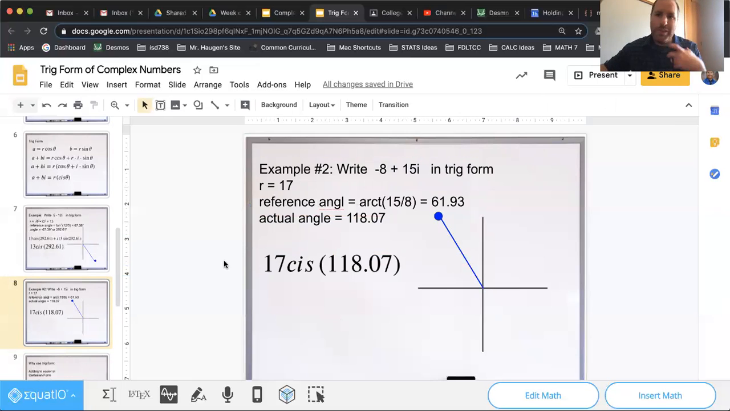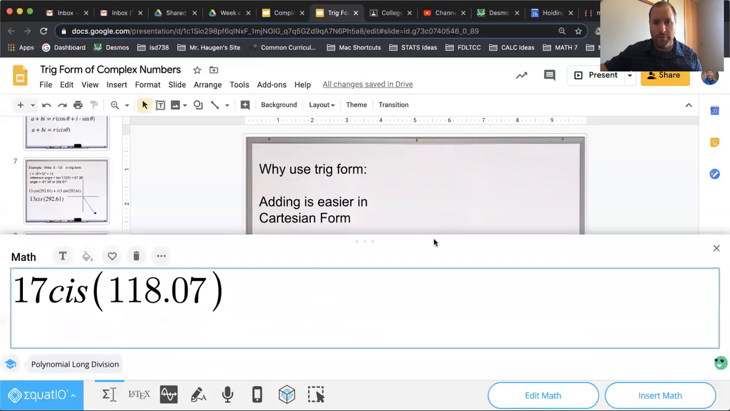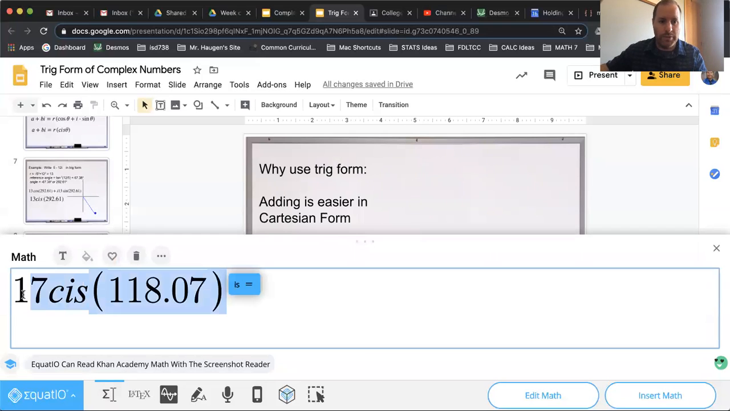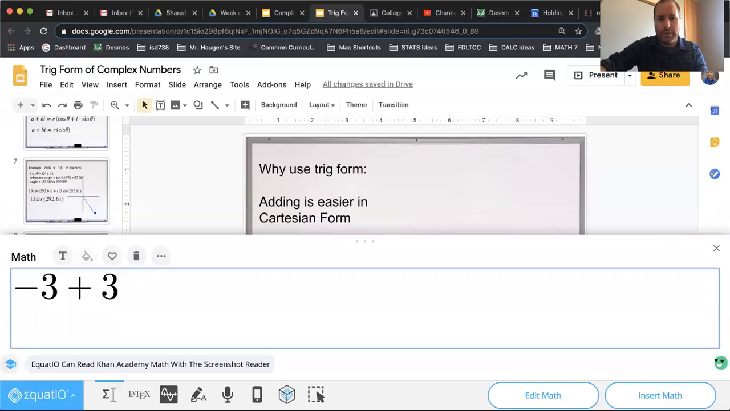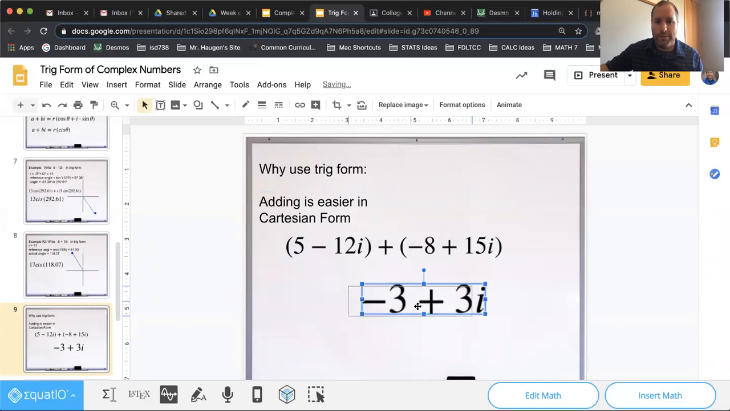And now, why would we use trig form to do this stuff? That I'll share out here. So why we would use trig form, okay, is because some things are easier in Cartesian form. That's in this a plus bi. Some things are easier in trig form. So adding is way easier to do in Cartesian form. This is super easy to do in Cartesian form. We just add, 5 and -8, we get -3. These two together make positive 3i. So, I mean, we can do that very quickly. It's -3 plus 3i. We can add things together very quickly in Cartesian form. It's not that difficult to do.